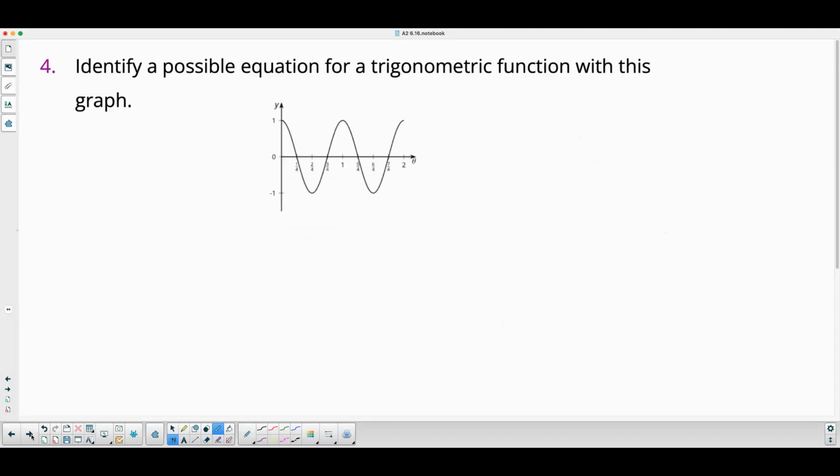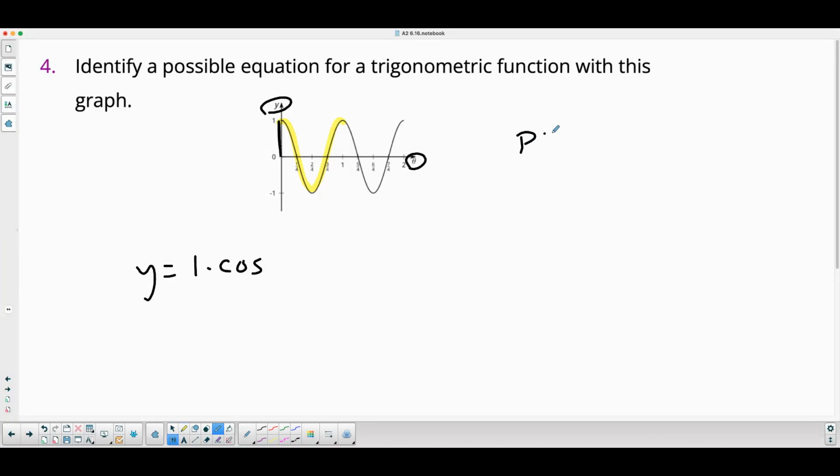All right. Identify a possible equation for the trig function with this graph. Okay, so I start up here at a maximum, so I'm going to probably use a cosine, and I'm going to use theta for my variable because it's labeled on the x-axis, and y for my other variable. Amplitude is 1, from here to here, so 1 cosine. Let's find our period length. So my period length is 1.